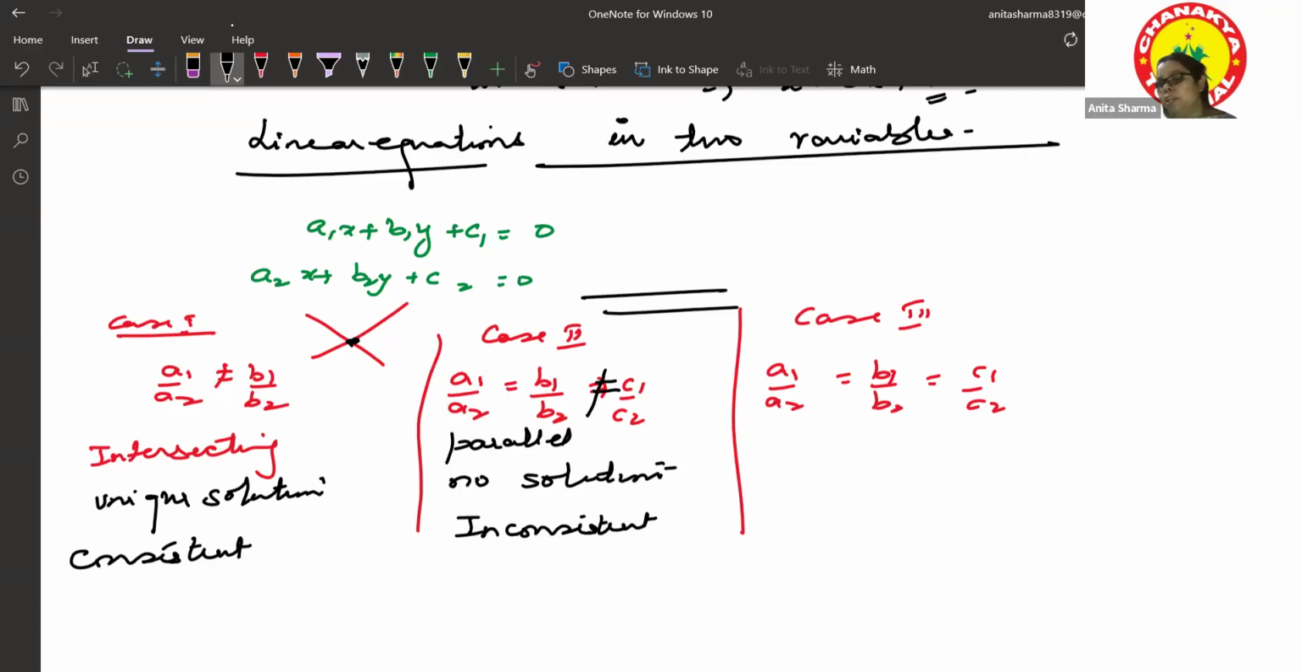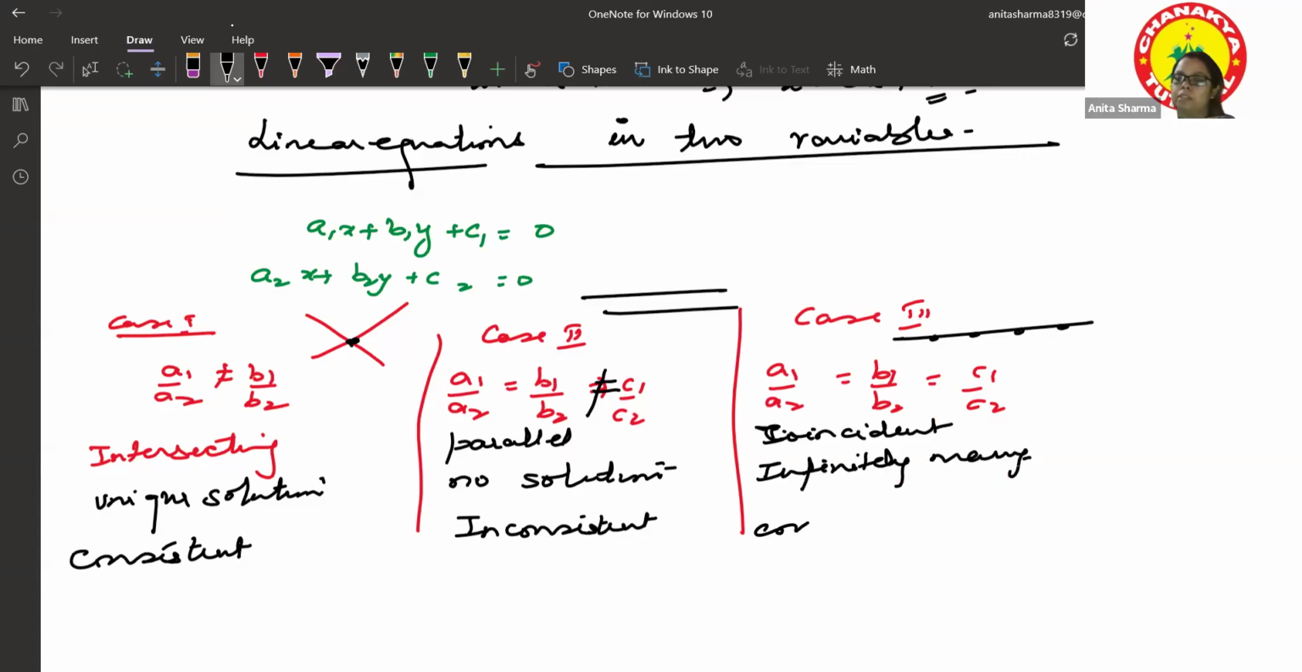Fine. And if these three ratios are equal, then the lines are coincident. It means the points of the second line will lie on the first line only. So it means infinitely many solutions, coincident lines. Solutions are infinitely many. And the system is consistent.